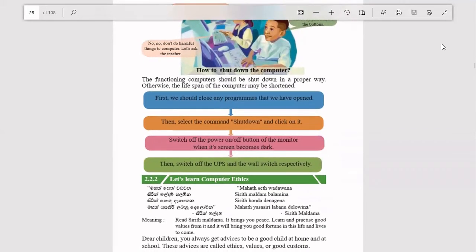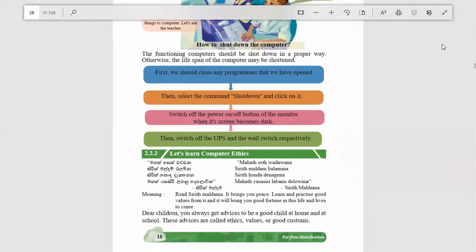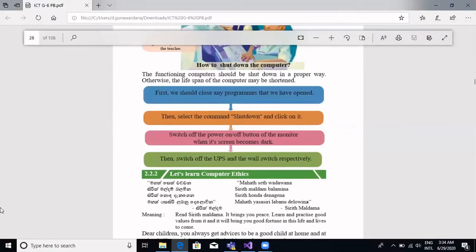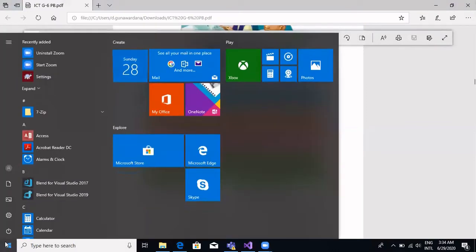Then we are going to talk about how to shut down the computer, right? So when you are done using the computer, you have to close all the programs you have used, and then you have to select the command shutdown and click it. So what is this command? Now I will show you on my computer. It is Windows 10.